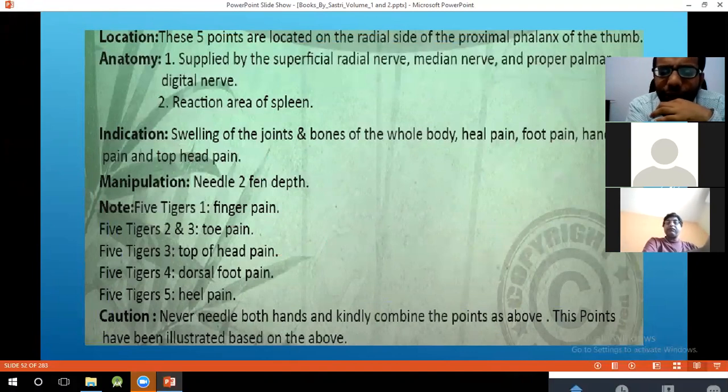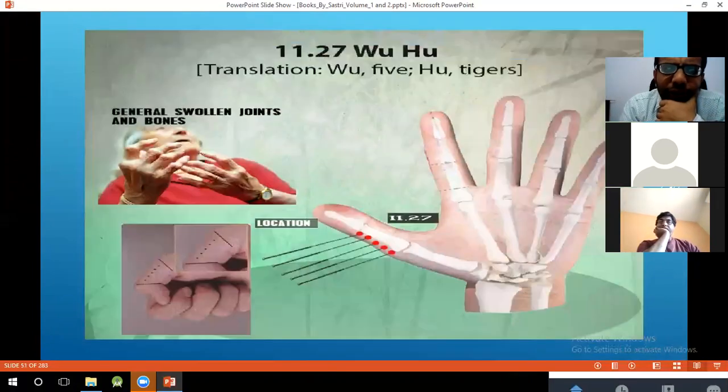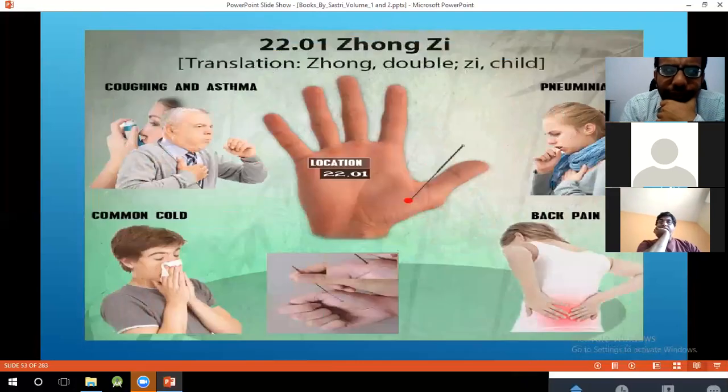To do that, you get very good results. And this is what I feel. The reaction area is pain, and the superficial nerve, middle nerve, and distal nerve are the reaction area, the reaction nerve. So when you use this point, it's very good for treating disease.